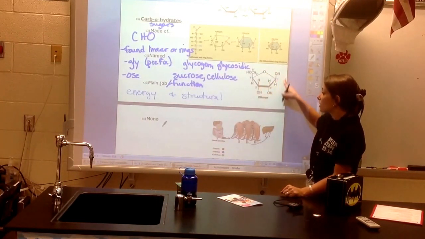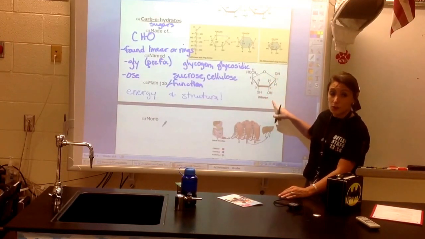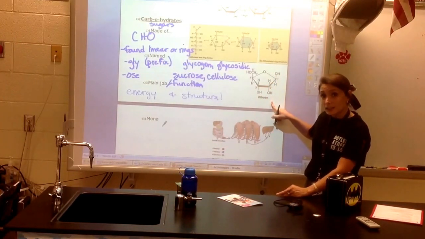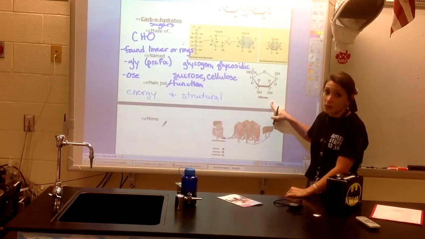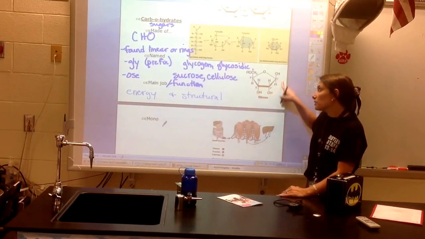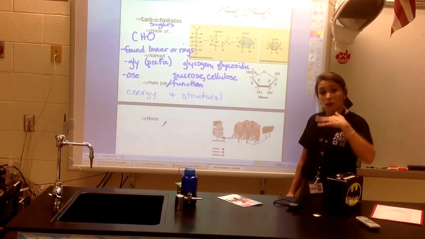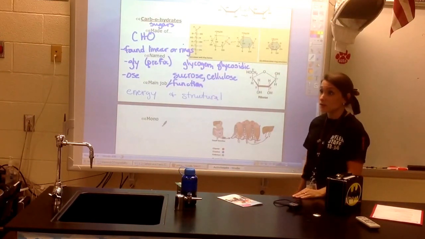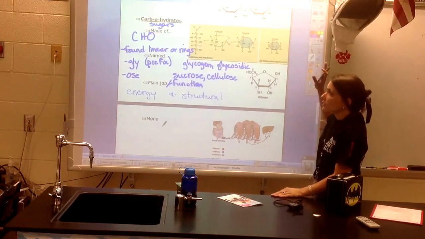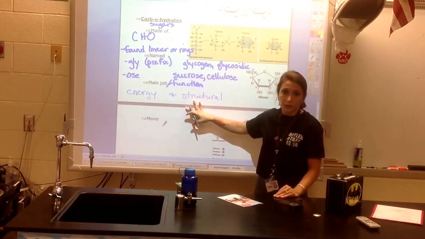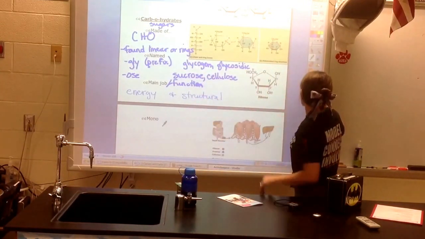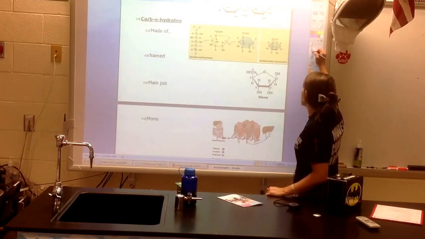This last picture is actually ribose. If you remember ribonucleic acids or deoxyribonucleic acids, ribose and deoxyribose are sugars. They are what's going to make up part of the sugar phosphate backbone of DNA. So we're going to see carbohydrates all throughout living organisms. We want to talk about a few that you need to know.